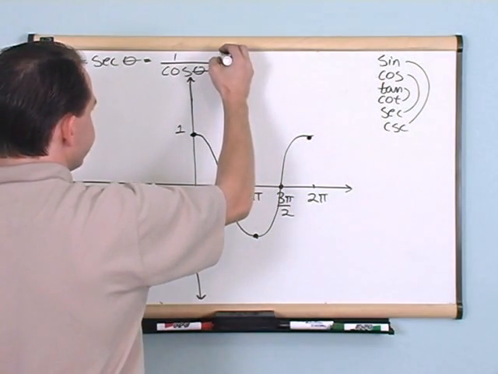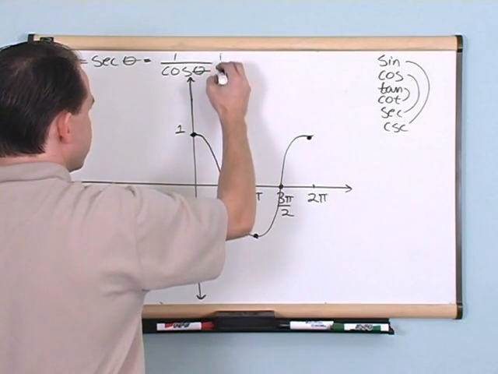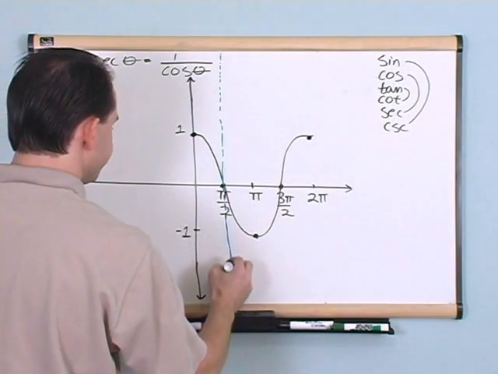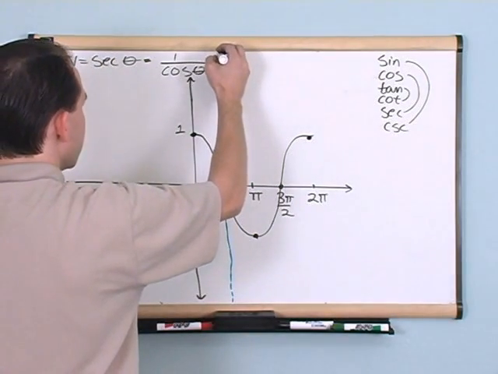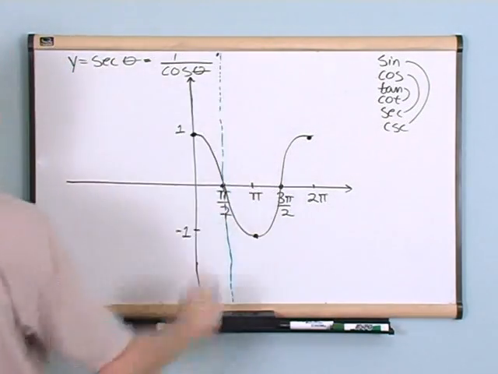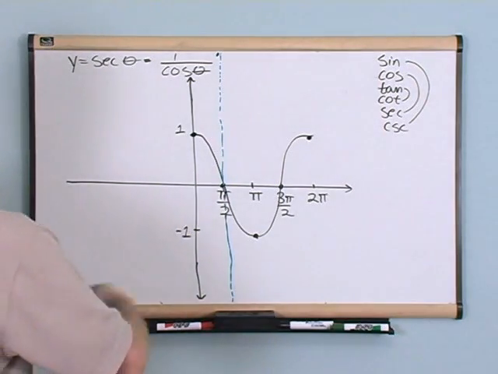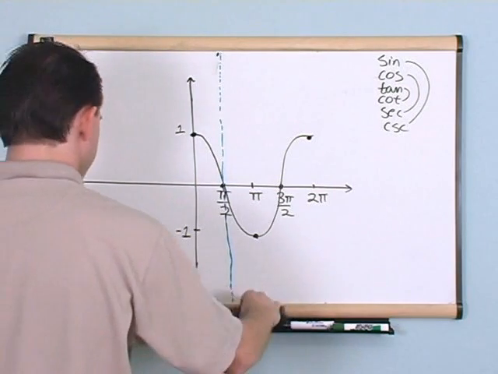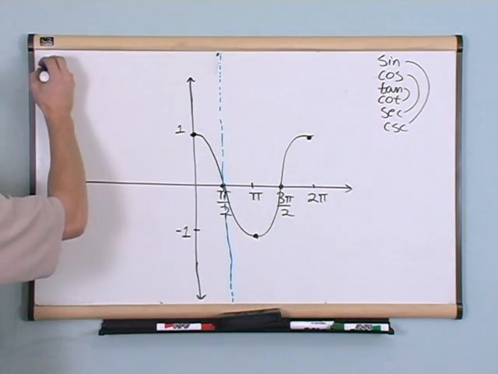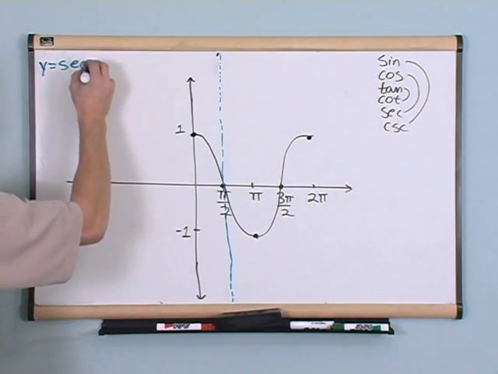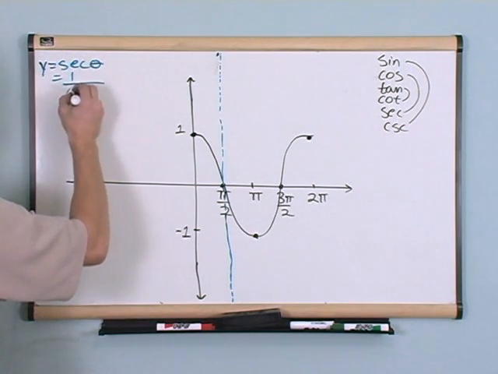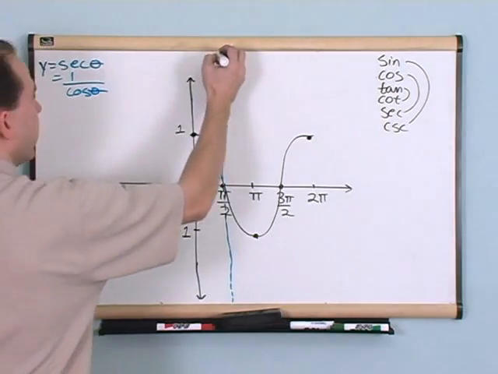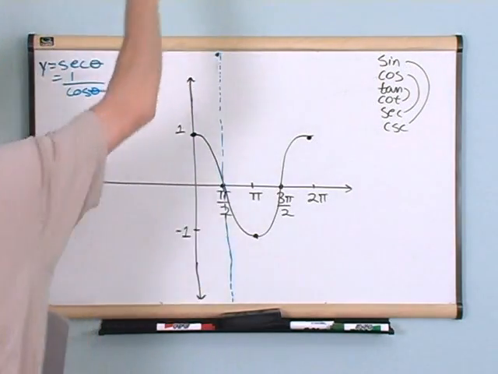So I'm just going to put a dotted line here, and you'll see why I'm doing that in a second. I'm going to put a dot way up here at the top. And in fact, I'm going to give us a little bit more room. Y is equal to secant theta, which is equal to 1 over cosine of theta. So I'm going to put a dot way up here near what I consider to be infinity.